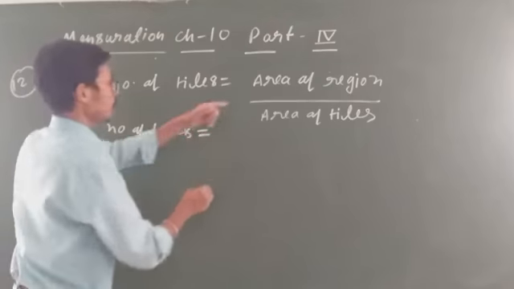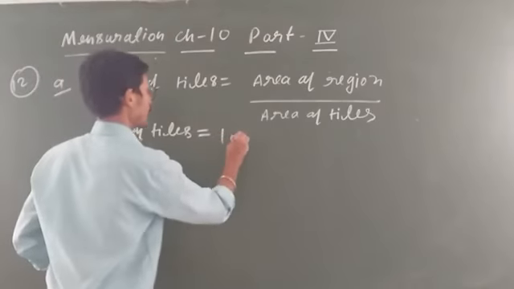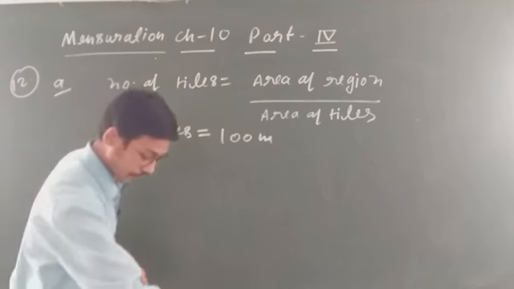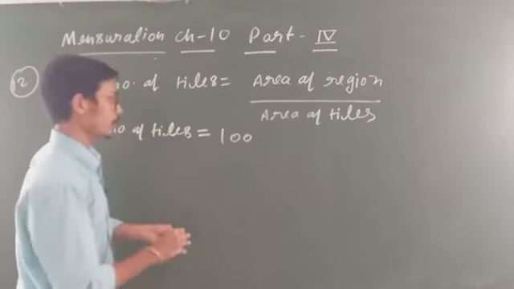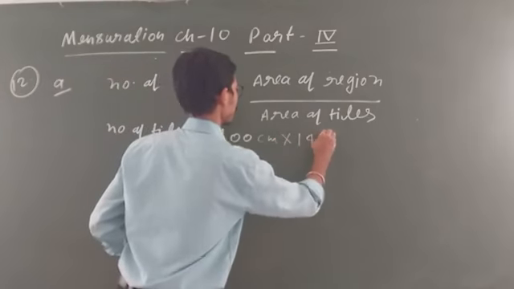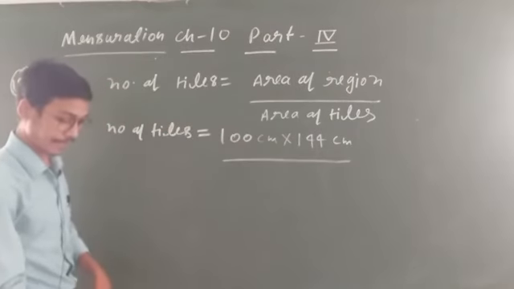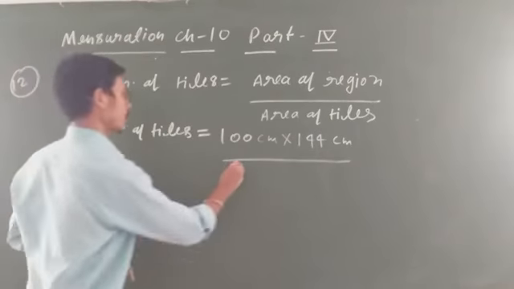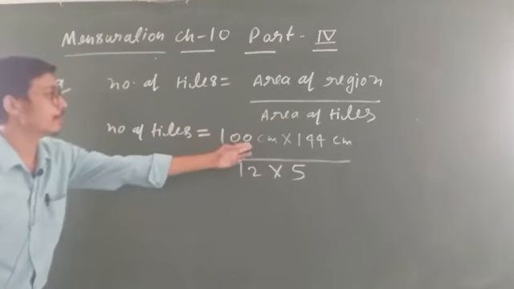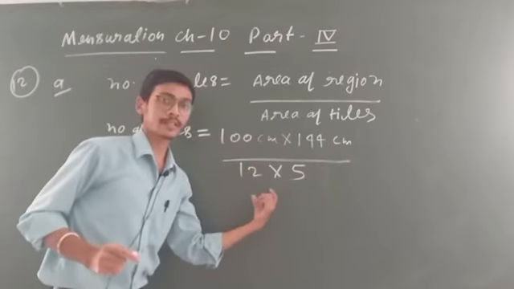You have to find out the area of the region, student. See, in question A, area equals L into B, 100 centimeter into 144 centimeter. Clear? Divided by the area of the tiles. The tile's length and breadth are given as 12 and 5, so 12 multiplied by 5. Very simple. Clear? What I have written: area of the region, this is your region, L into B. Area of the tiles, this is the area of the tiles.